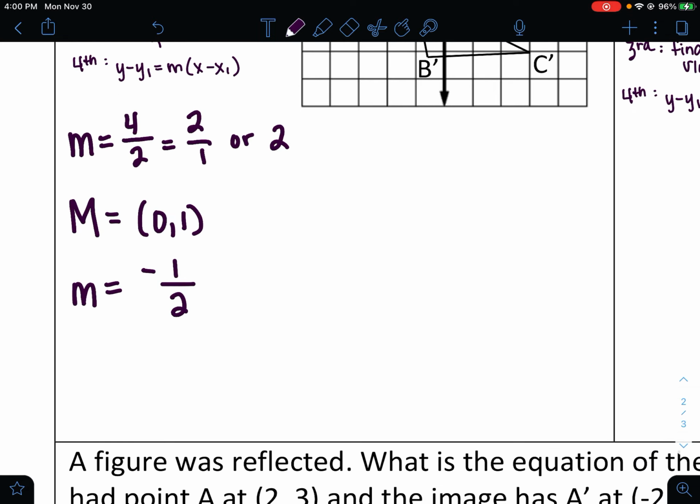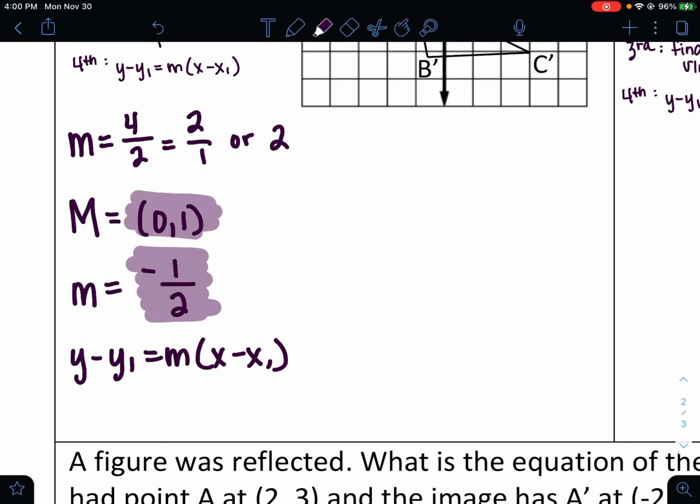All right, last step, we're going to use y minus y1 equals m times x minus x1. This is important. Here's your x1, y1. Here is your slope. So again, this is your x1, y1, and that is your slope. So this is going to become, that's going to be 1, because that's our new y1. And then the slope is negative 1/2. And then the new x1 is 0.